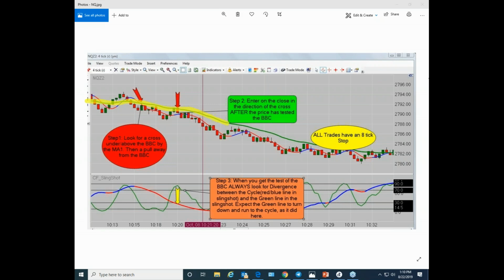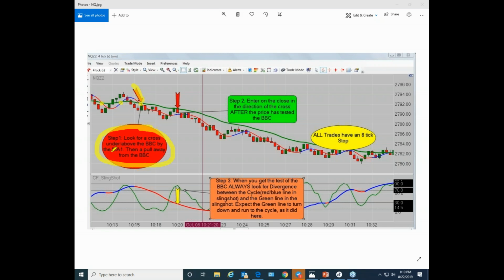And why is that important? Because that kind of leads us into step number 1, which is this. When the MA1 crosses the BBC and the MA1 is red, that is a bearish cross. If the MA1 is blue crossing the BBC, that's a bullish cross. The one that is highlighted right now is a bearish cross. Why? Because the MA1 is red. So we have a bullish and bearish cross. That is step number one.